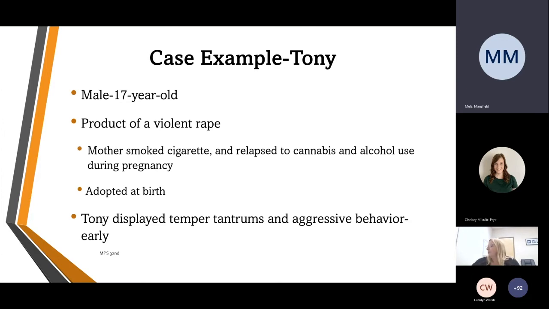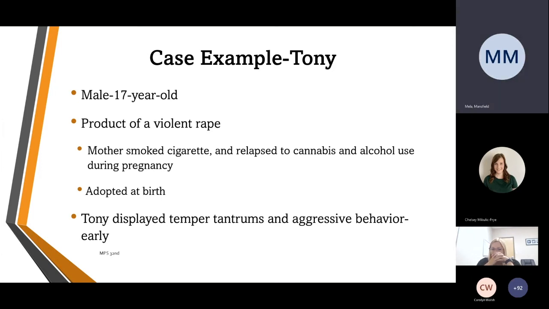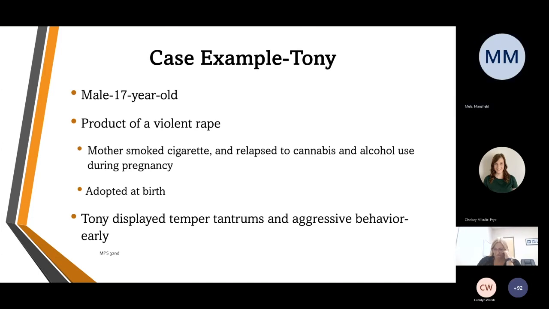So Tony, I use this scenario vignette, is a 17-year-old who was a product of a violent rape. Tony's mother smoked cigarettes normally during pregnancy, but because of the impact of the assault, relapsed into cannabis use and was drinking alcohol during that.